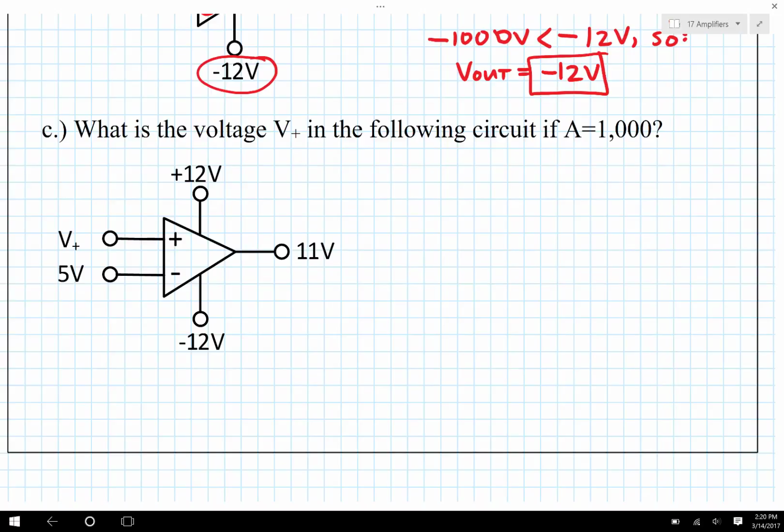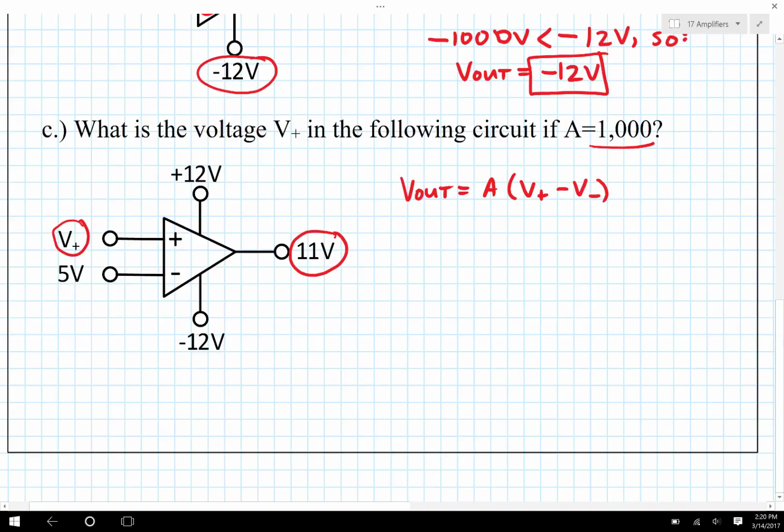And then what is the voltage in this circuit, the voltage V plus. So now one of the input voltages is unknown. We know that the gain is 1,000, and I know that the output is 11 volts. Well, V out is equal to A times V plus minus V minus. In this case, 11 volts is known. This is equal to 1,000 times V plus is the unknown. V minus is 5 volts.